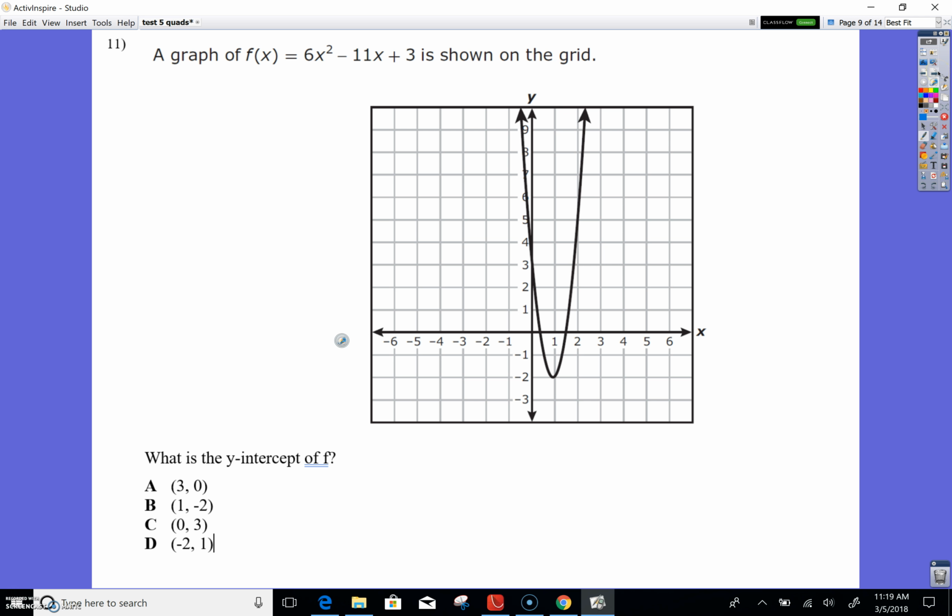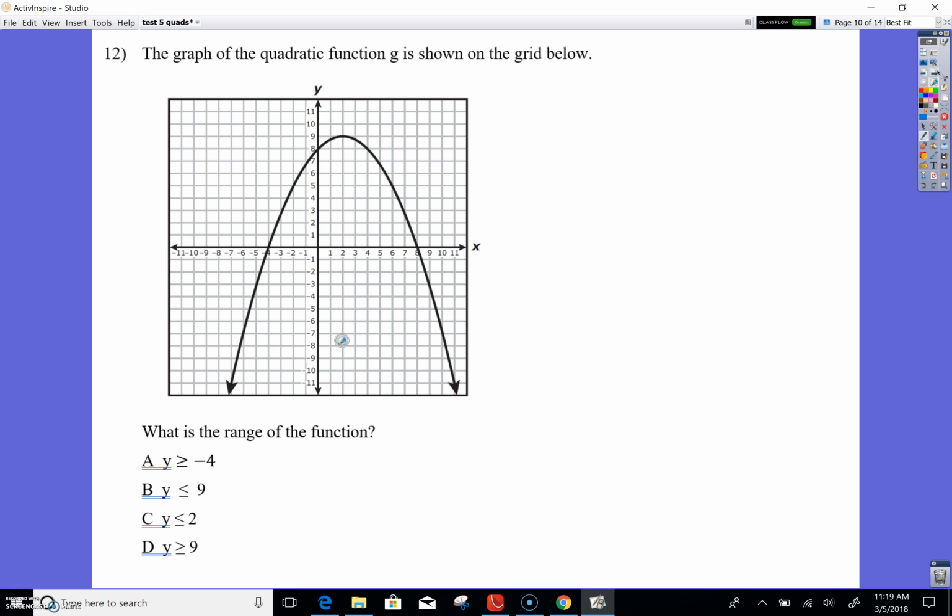Okay, what is the y-intercept of f? Okay, they give you a graph. The y-intercept is right there because it's where it touches the y. You got 3, 0 and 0, 3. Be careful, 3, 0 is here. 0, 3 is there. Number 12, what is the range of the function? Remember, range is up and down, okay? So we're looking at our y, okay? This is where it stops, okay? And it goes down. So y is going to be less than or equal to 9, okay? See, that's 9 right there.